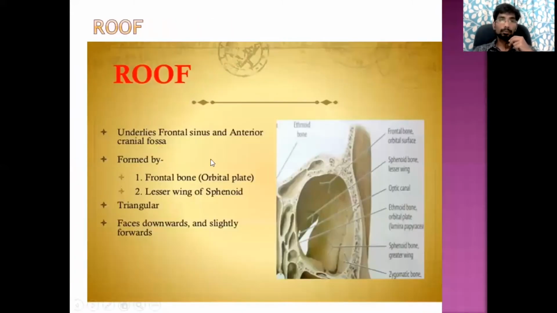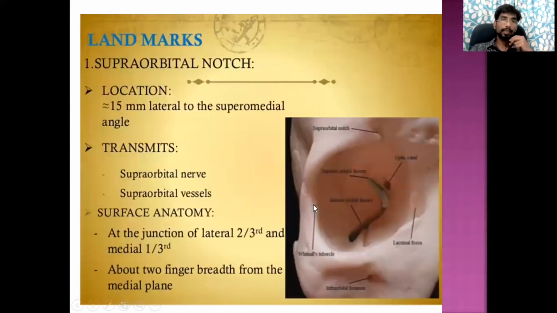So next is the roof of the orbit. The roof basically underlies the frontal sinus and anterior cranial fossa. The roof of the orbit is formed by the frontal bone and the lesser wing of the sphenoid. It is also triangular, faces downwards and slightly forwards. The roof has a supraorbital notch, 15 mm lateral to the superomedial angle. The supraorbital notch transmits supraorbital nerves and vessels.